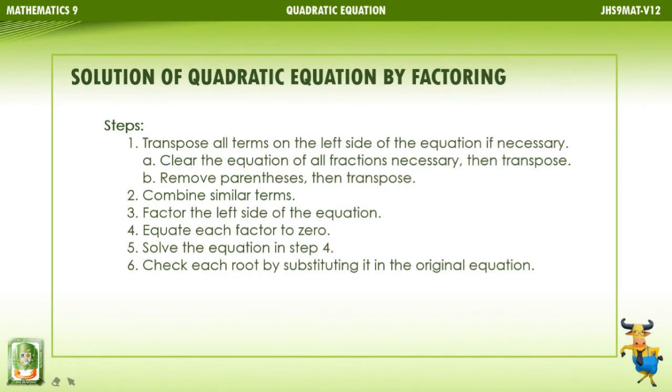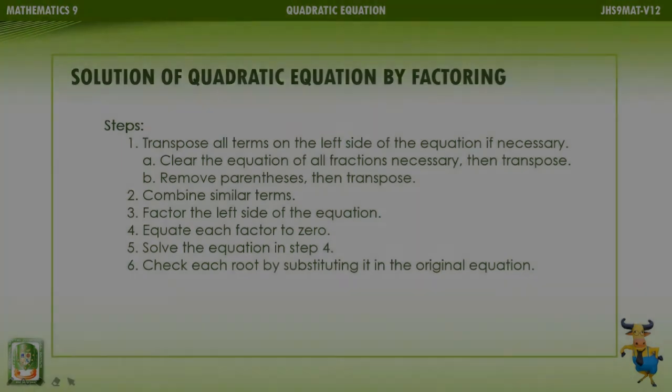Solution of quadratic equation by factoring. Steps. Step 1. Transpose all terms on the left side of the equation if necessary. A. Clear the equation of all fractions if necessary, then transpose. B. Remove parentheses, then transpose. Step 2. Combine similar terms. Step 3. Factor the left side of the equation. Step 4. Equate each factor to 0. Step 5. Solve the equation in Step 4. Step 6. Check each root by substituting it in the original equation.